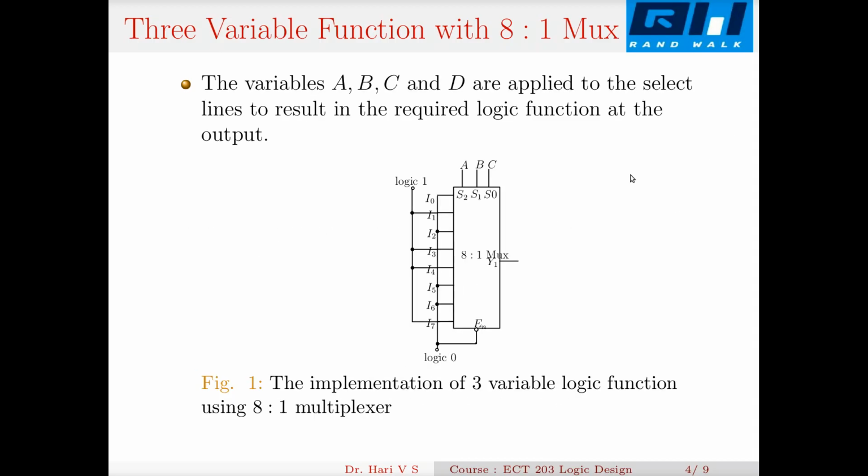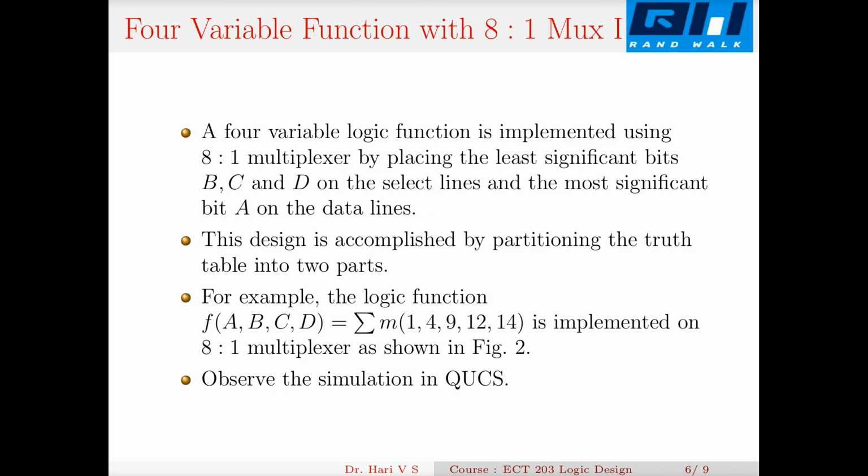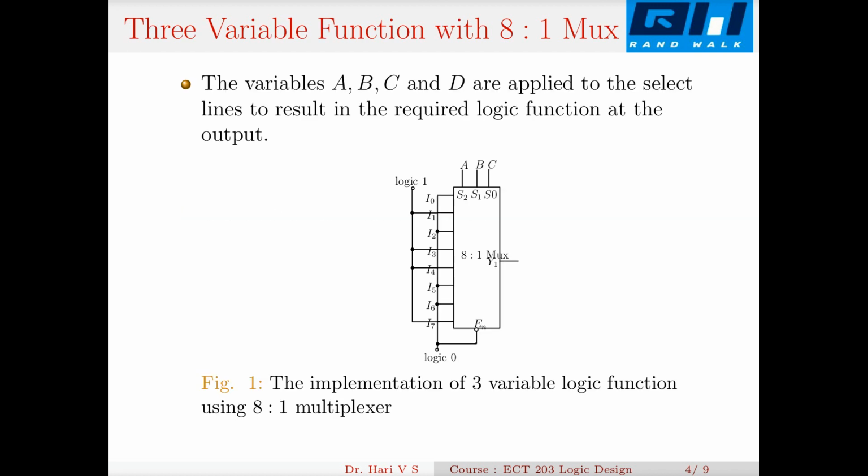Now the next question is, how do I do a 4-variable function with an 8:1 mux? Naturally you may think that for a 4-variable function, you can implement with a 16:1 mux because there are 4 select lines. But here I am using a different method. I am partitioning the truth table and applying the least significant variable to the data lines also. In the previous design, all the data lines were kept at either logic 1 or logic 0. Now I am thinking about adding D or D complement to the data lines, so that I can implement a 4-variable function with an 8:1 mux.